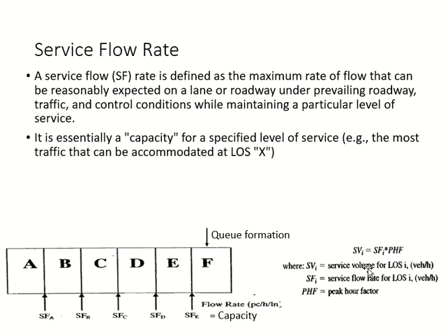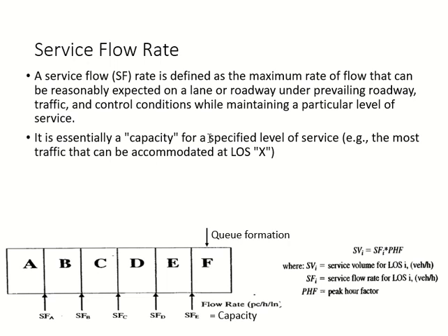Now coming back to the uninterrupted flow facilities. Every level of service has a maximum flow rate value, and that maximum flow rate is known as service flow rate. When you exceed that maximum value, your level of service changes. So level of service A has a maximum flow rate, for example 1000. When the flow rate on the highway exceeds 1000 passenger cars, the level of service is no longer A. You can call it the capacity of that level of service as well.